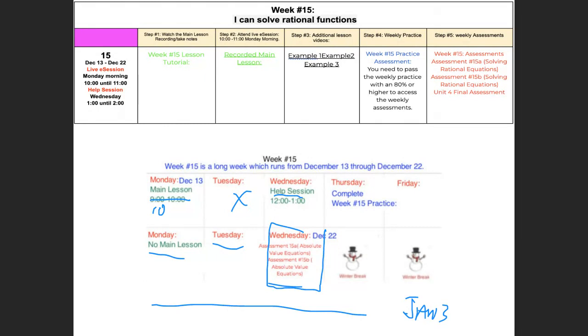All right, so what are we going to do this week? We're dealing with solving rational equations, okay? We also have a Unit 4 final assessment this week, so there's really 3 things that you have to finish up this week, okay? You have to finish the 2 assessments and then that Unit 4 final, okay? Now, I'm not going to say this week is easy because some of you are going to struggle. There's no question that some of you are going to struggle with this week's material. Some of you are going to look at it and say, oh, that's really pretty easy.